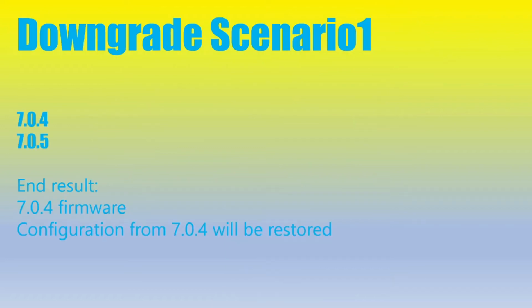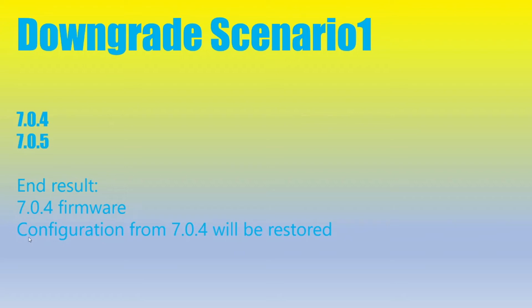Okay, so now let's go over the downgrade scenarios. There's two scenarios that we'll cover. Let's cover a simple one where we've just gone from 7.0.4 to 7.0.5. And for whatever reason now, we'd like to downgrade back to 7.0.4 firmware. So we can do this with a quick and easy way via the CLI, and the end result will be that we will be back on 7.0.4 firmware.